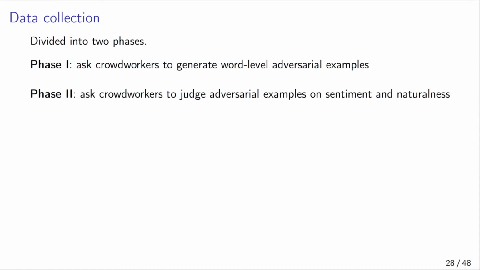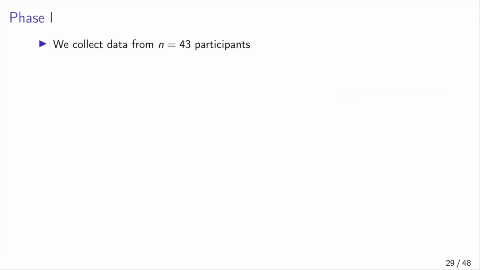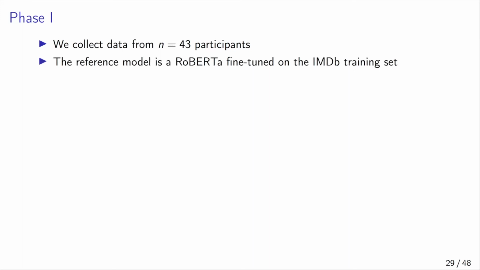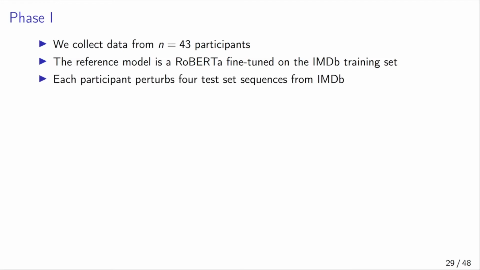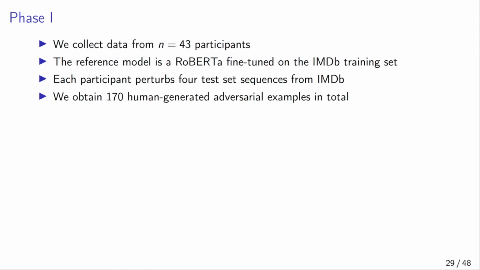to take into consideration. So on the details in phase 1, we collect data from 43 participants. The reference model is, again, a Roberta model fine-tuned on the IMDb training set. And each participant perturbs 4 test set sequences from IMDb. This amounts, after exclusion, to 170 human-generated adversarial examples.